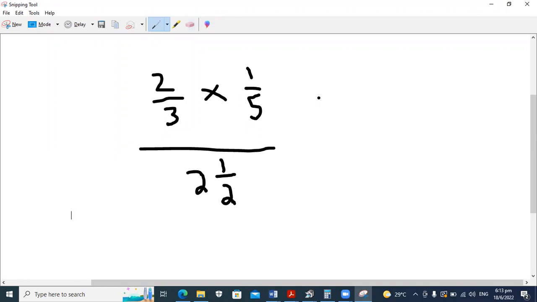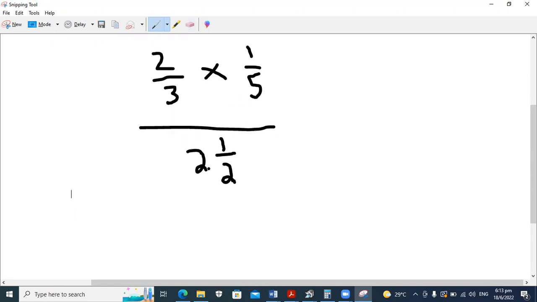So changing the mixed fraction to an improper fraction. Well, yes, correct. You can convert this mixed fraction to an improper fraction. So this will give us what? 2 times 2 is 4, 4 plus 1 is 5. So it's going to be 5 over 2.